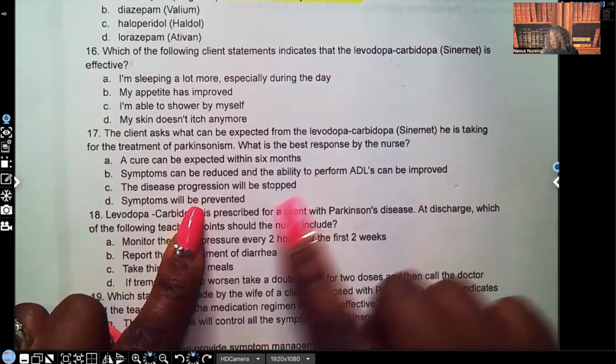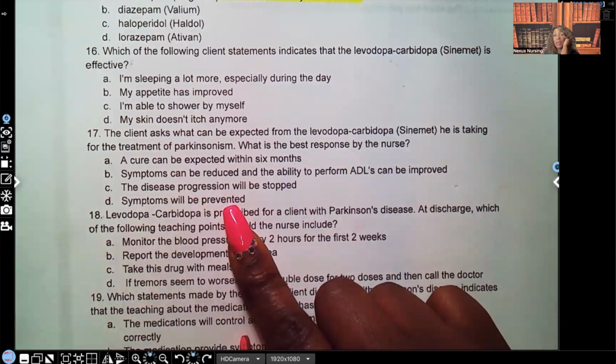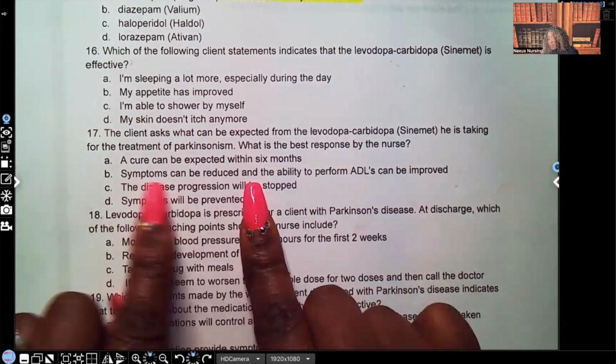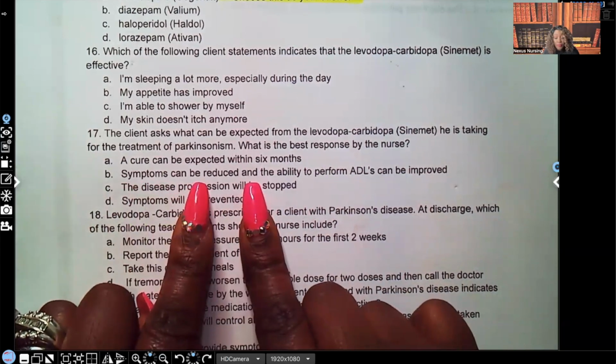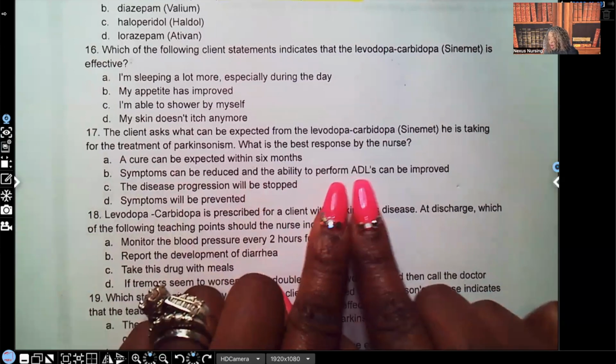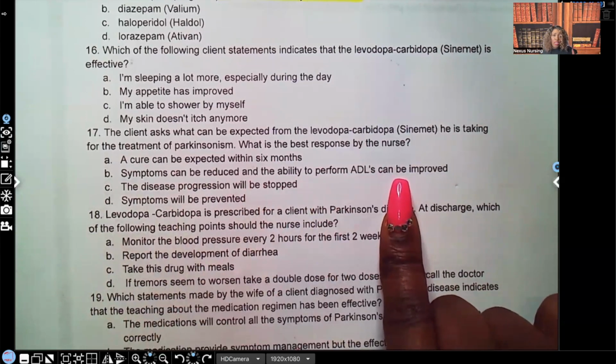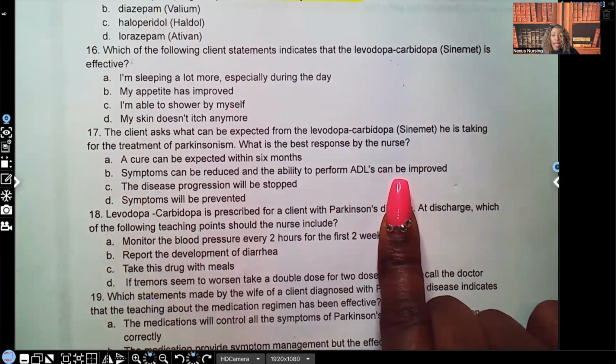Let's go to D. Symptoms will be prevented. How? How? There's absolutely no cure. The symptoms can be managed, but there's no way it can be prevented. This is Parkinson's disease that we're talking about. So the only answer choice would be B. Symptoms can be reduced and the ability to perform ADLs improved. What are ADLs? Combing your hair, brushing your teeth, putting on your clothes, taking a shower.